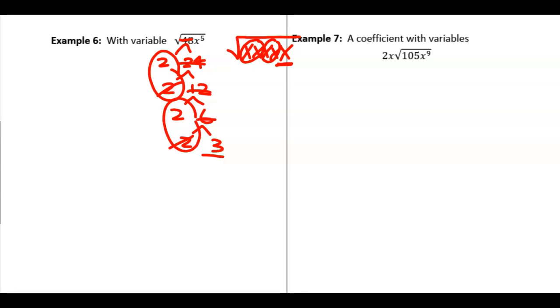The 5th wheel. So now, what's going to go outside is my circled stuff. I got a 2 times a 2, which is 4, and then I have an x times an x, which is x squared. So 4x squared. What's left over on the inside? 3, and what's left over here? x, right? So right here, 3x.